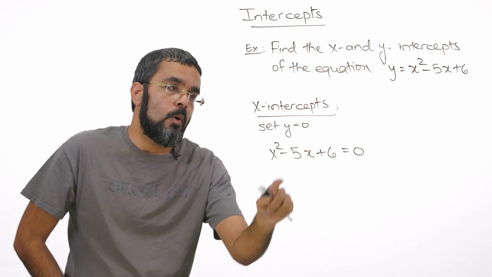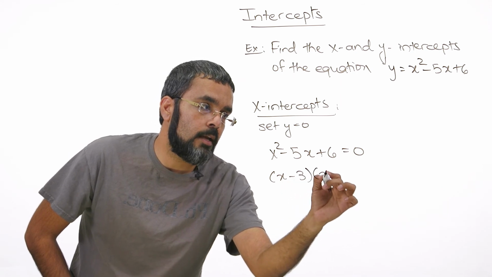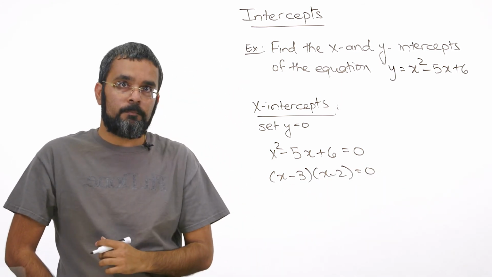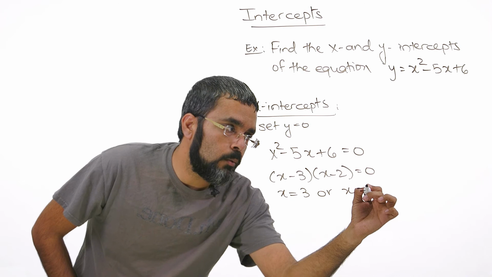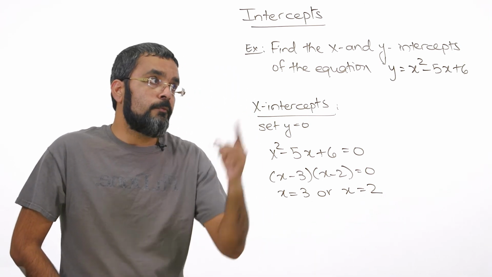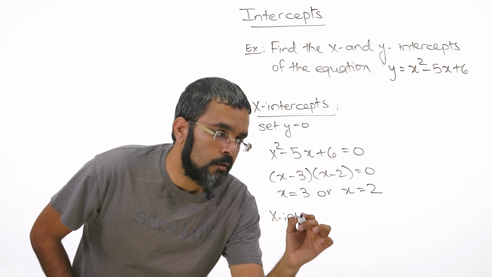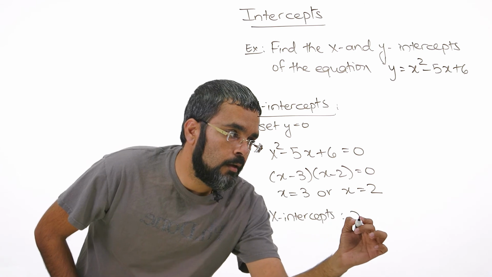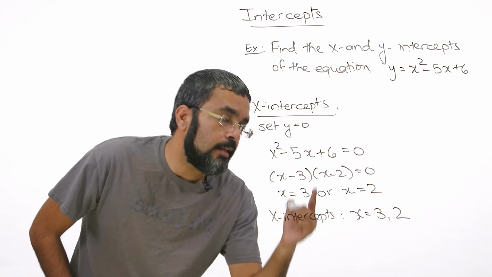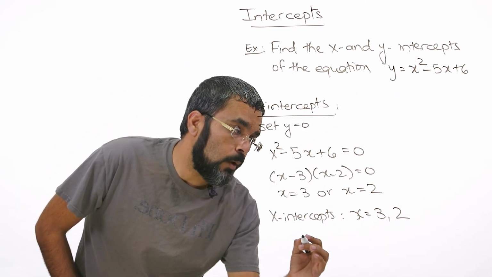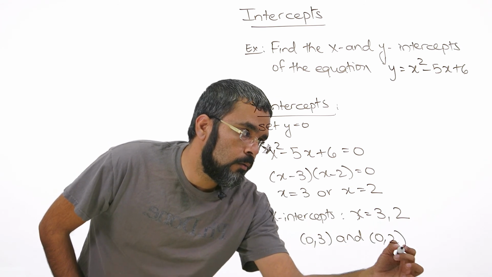So how do I solve this equation? Well, first I have to factor this, right? And if I factor this, I get x minus 3 times x minus 2 equal to 0, which means x equals 3 or x equals 2. So this equation has two x-intercepts, x equals 3 and 2. Or I can say that the graph of this function crosses the x-axis at the points 3, 0 and 2, 0.